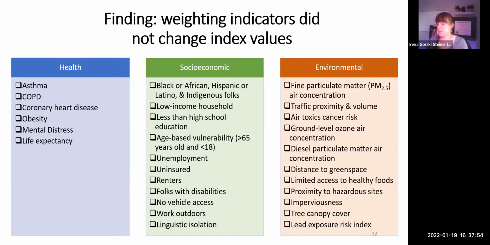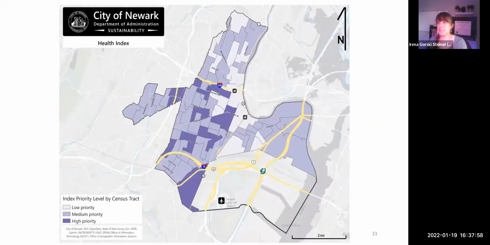So let's take a look at the maps. Here's the first one. Here's the health index. So you're looking at the relative priority of each census tract based on those 6 different health indicators. If there's a dark purple, that means they're high priority, meaning they scored very high with a high level of people with those different health outcomes. So I'll let you take a minute to absorb what's going on here.